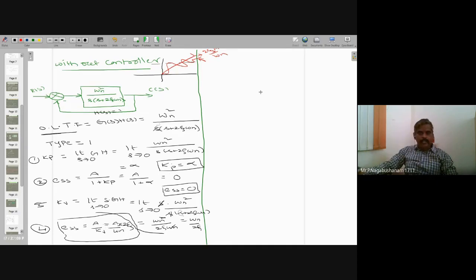If we use one controller, we can make this error 0. We can make this error 0 by using a PD controller.